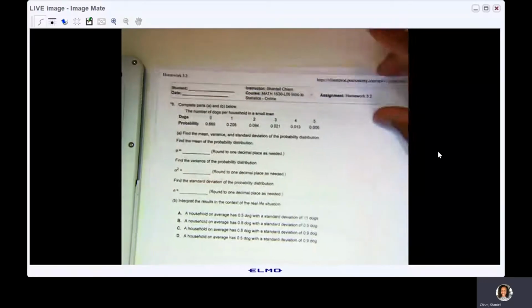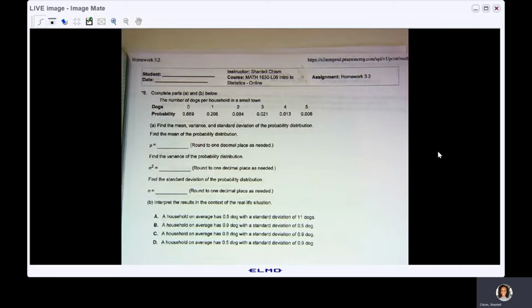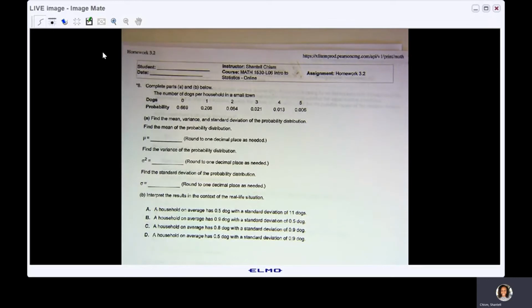So again, Module 3 is our first look at probability. With this problem, we're actually looking at a probability distribution. In 3.2, we're introduced to probability distributions in general, and then we focus on a specific type of probability distribution. This particular problem is just a probability distribution in general. It's related to the number of dogs per household in a small town. The number of dogs represent your X values.